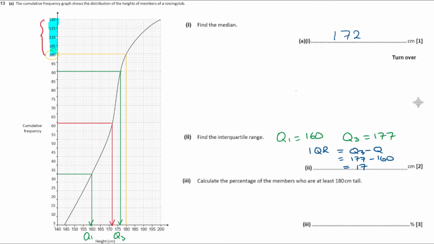How many people are there between 180 and 200? There are 20 of them. Okay, how many people are there altogether? 120. So what is that as a percentage? It's going to be my 20 people who are taller than or as tall as 180, and then over everybody. What's that then as a percentage? And then times by 100, isn't it?